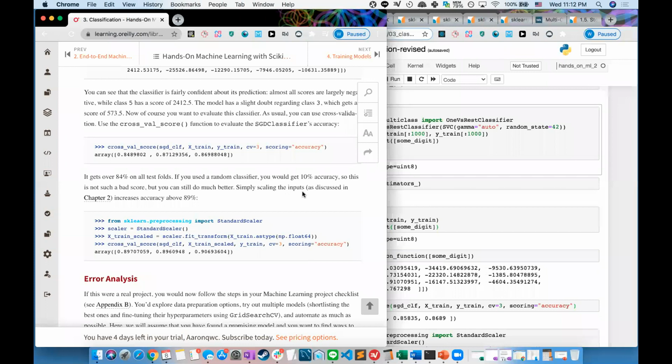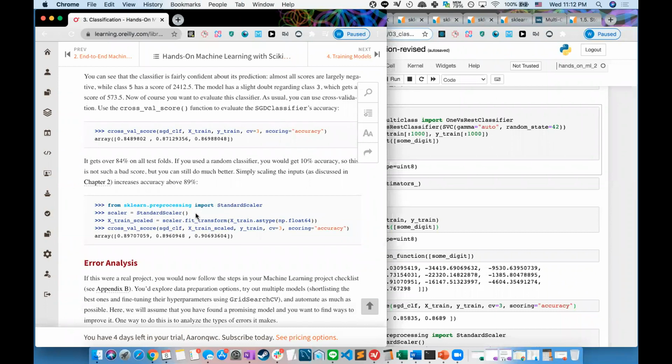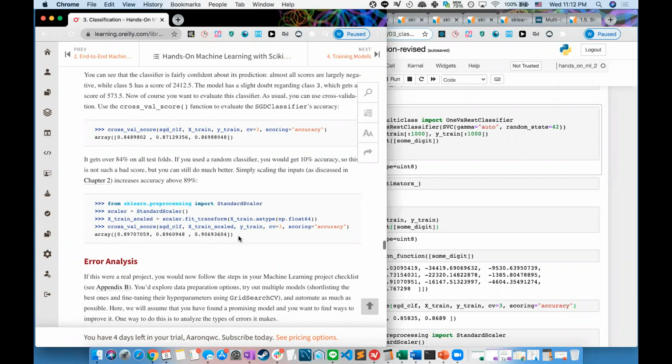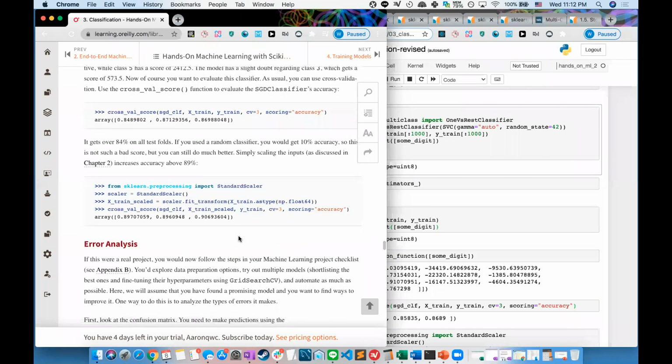Simply scaling the inputs, as discussed here, increases accuracy to 89%. Now, StandardScaler is basically subtracting your mean and dividing by the standard deviation, so that you scale all your numbers to have a mean of 0 and be within a certain range as well, and that performed better in this case for the MNIST dataset.